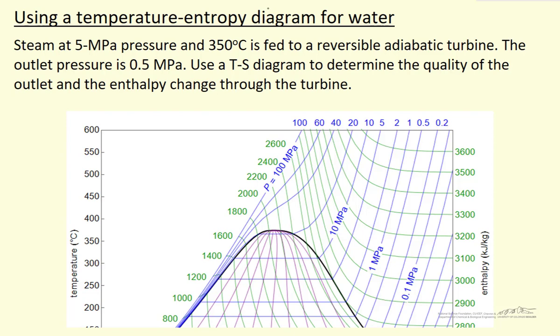Here we're going to look at how we use a temperature entropy diagram for water to determine something about an adiabatic turbine. We're given that superheated steam enters the turbine, we're given the pressure and the temperature, and then we're given the outlet pressure. Because this is reversible and adiabatic, it means it's a constant entropy process, and therefore it makes it easy to use the diagram to determine conditions. We want to know the quality leaving, and the enthalpy change in the turbine. The enthalpy change, of course, corresponds to how much work we get out of the turbine.